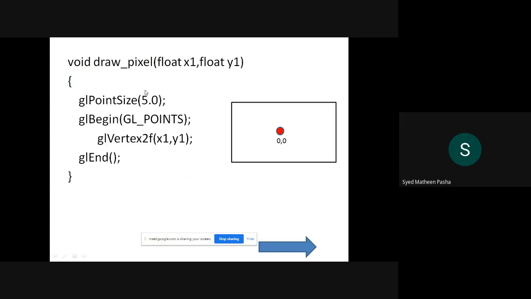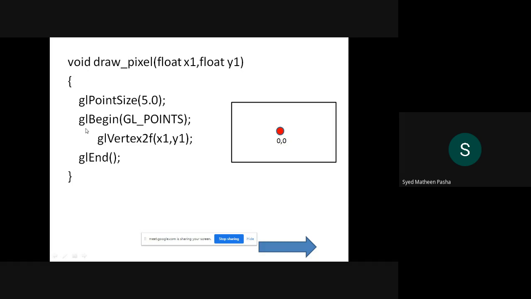In the draw pixel function, I have two parameters, 0 comma 0, defined before. In void draw pixel, I have defined two variables, x1 as well as y1, which are of type floating point value. In the draw pixel function, I will first define the point size. I will define the point size as 5.0.